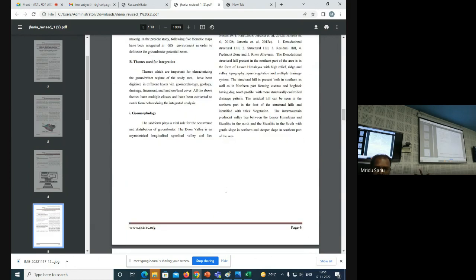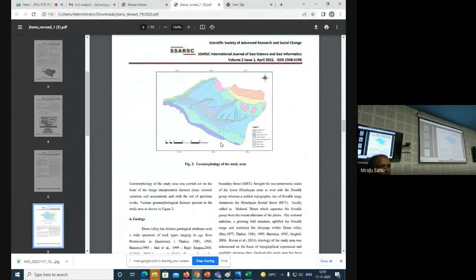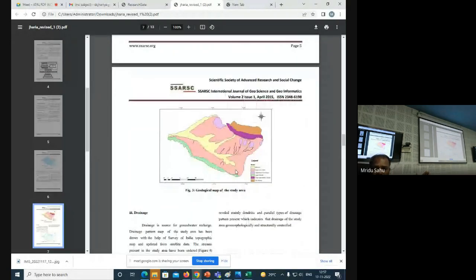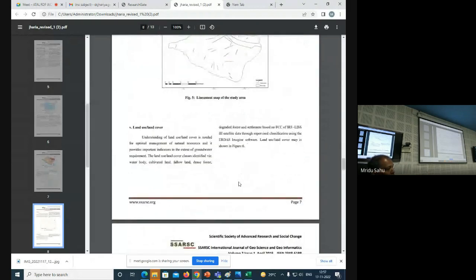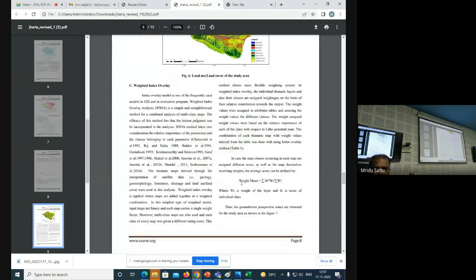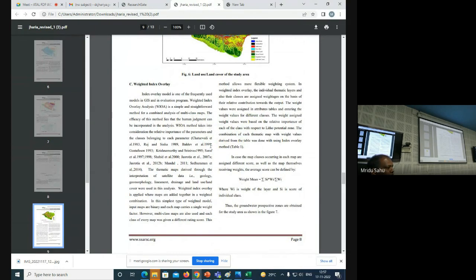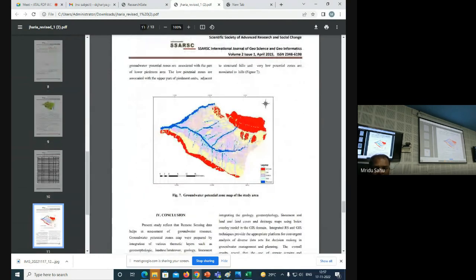Here details are given about the different layers: what kind of rocks are occurring there, the geological condition, drainage, lineament. All these we created after learning the tools, and land cover also. Then we used this weighted overlay technique, and you see these are the weightage and rank, and finally we found this potential map. Here you see in low-lying areas near the river we are getting high potentiality, but in the ridge we are getting low potentiality.